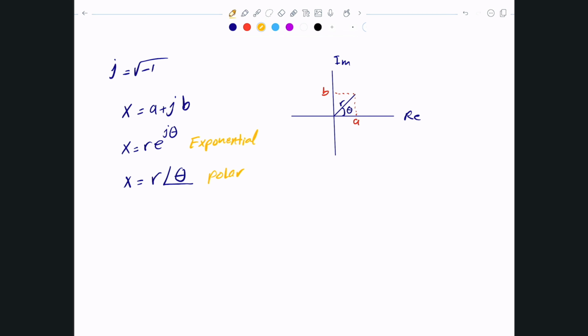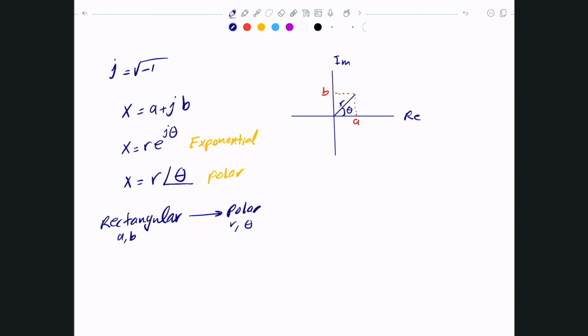We're also taught that you can convert between the different formats. For example, let's assume that what we're given is the rectangular format, and we're asked to convert it to polar or exponential. Let's convert it to polar. So how do we do this? Basically what we know is a and b, and what we're looking for is r and theta.